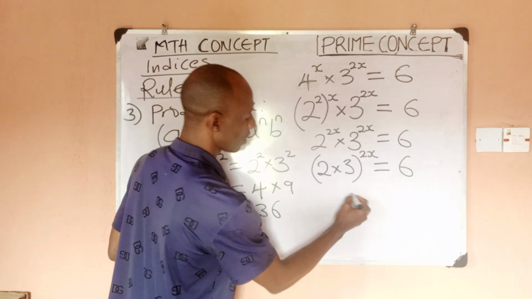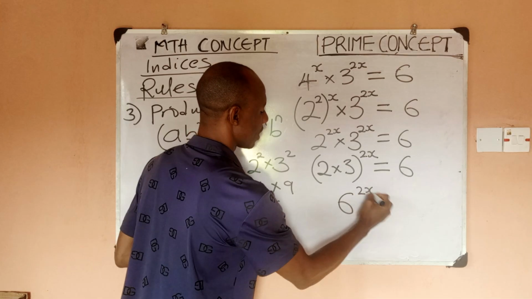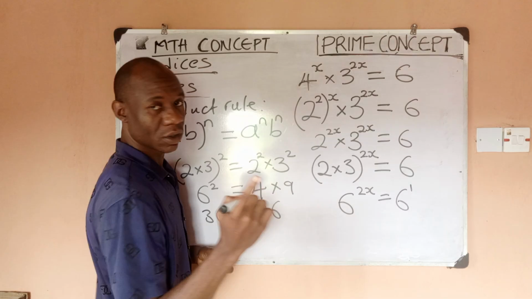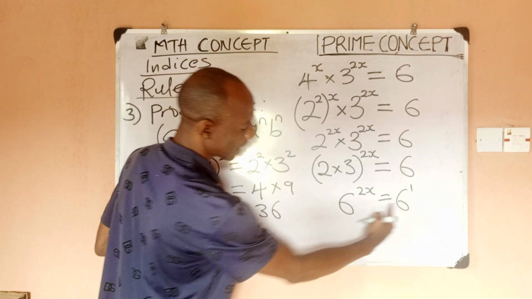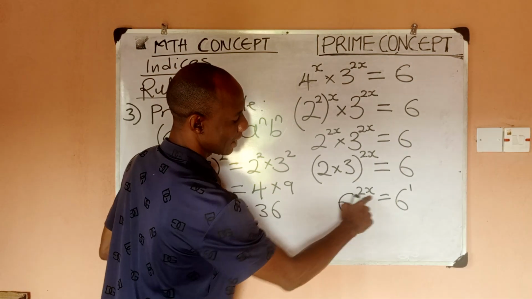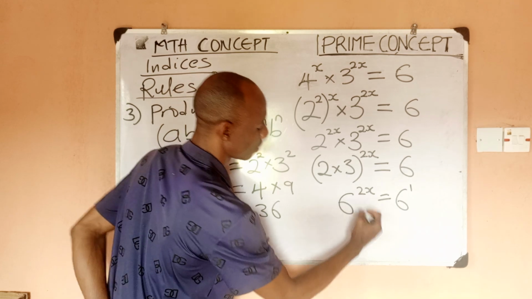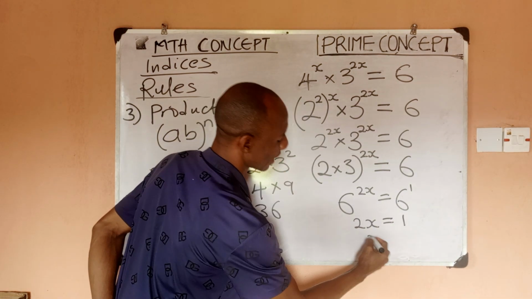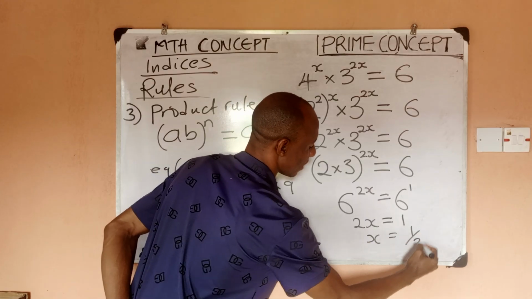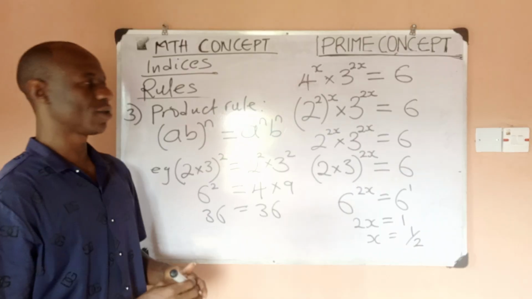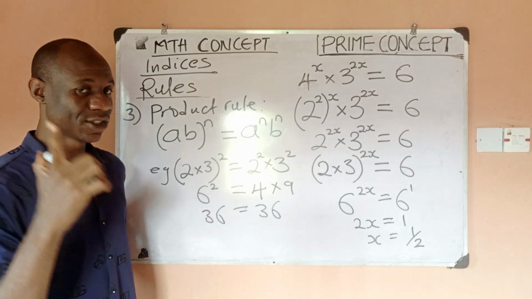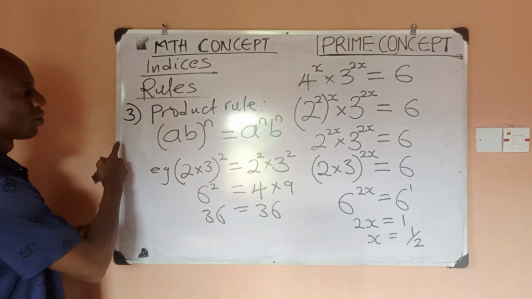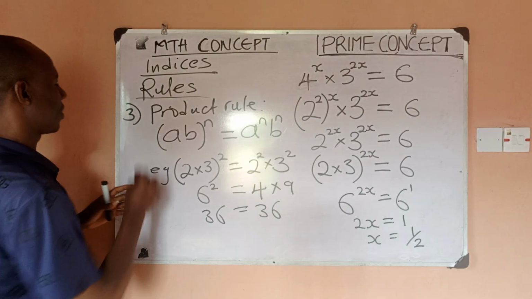2 times 3 is what? 6 raised to power 2x equals 6. I can write this as power 1. So seeing that our bases are now common, I can equate or compare their powers. So I would say 2x equals 1, so that x becomes 1 divided by 2. So x is 1 over 2 by applying this rule. So you can see how important this actually is. So let's move on. We've looked at 3 very important rules.